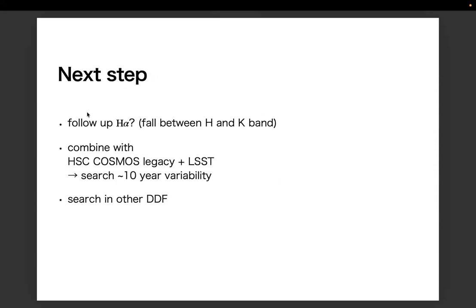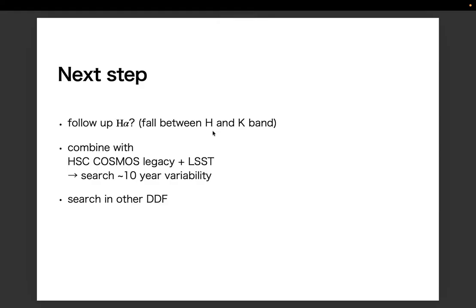So what's the next step? I told you there are several properties of it, and little red dots have H alpha and Brackett lines, but I haven't yet. We don't have the spectroscopy, so it would be good to follow up H alpha. But for this object, it's only seen in the H band and K band, unfortunately.